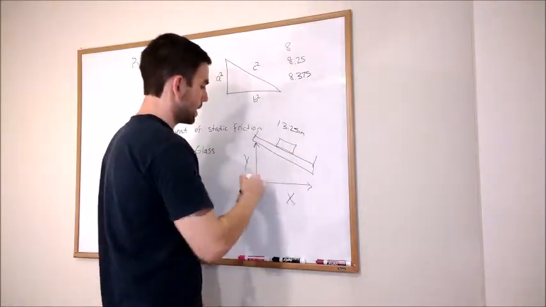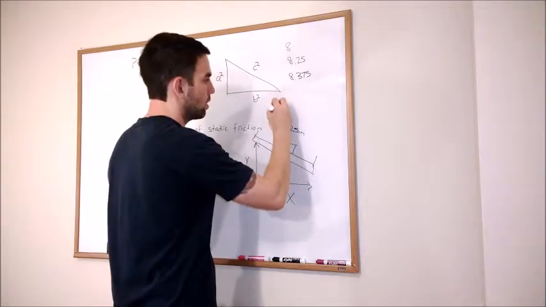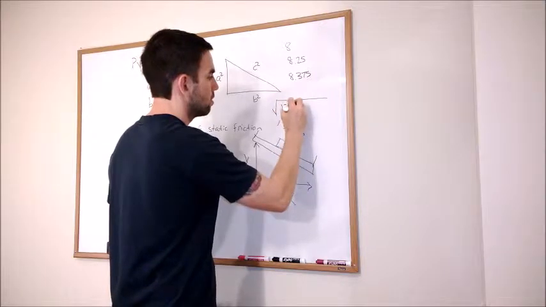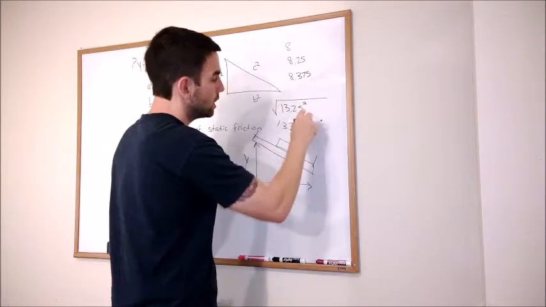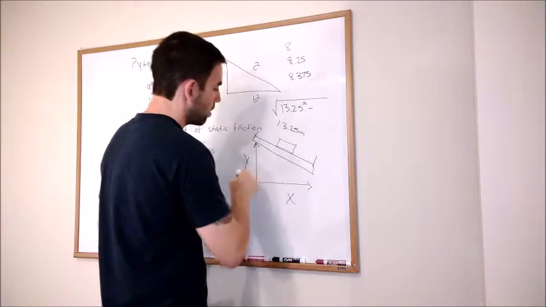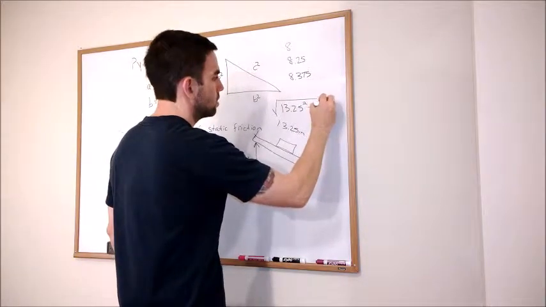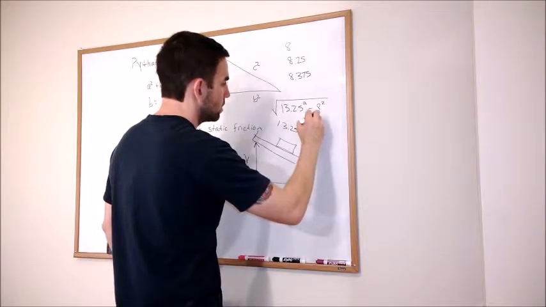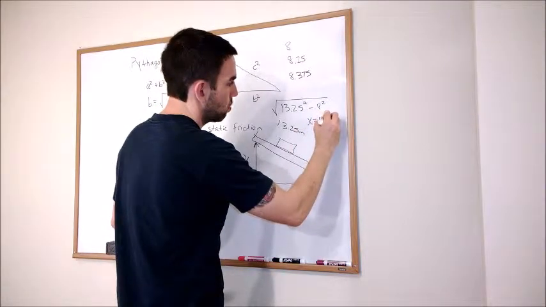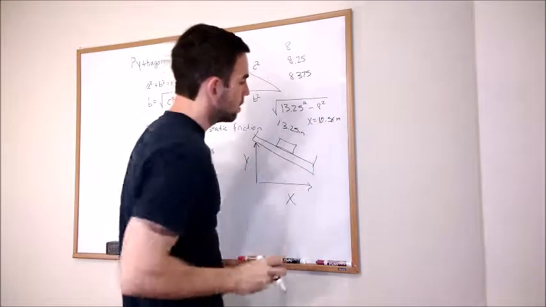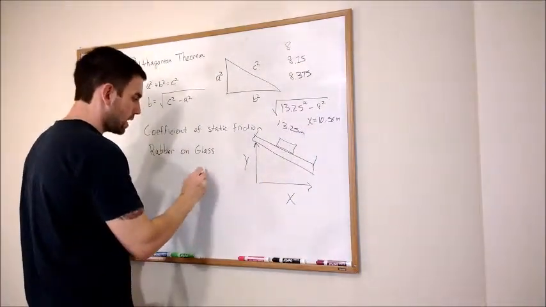If I know my height is 8 inches, we can use the Pythagorean theorem: square the hypotenuse, which is 13.25 inches, subtract off the square of the height, 8 inches, take the square root, and that will give us the horizontal distance. What that gives us is x equaling about 10.56 inches.